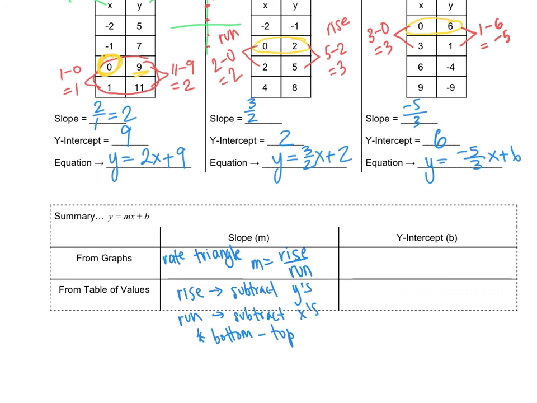So that's your slope. For the y-intercept from the graph, look at the point on the y-axis. For the table of values, look at y when x equals 0, always when x equals 0. And then once you have that all together, plug it into y equals mx plus b, and that's it. So again, the equation of the line is y equals mx plus b. M is your slope, b is your y-intercept. The slope is always attached to the x, and the y-intercept is always that constant.